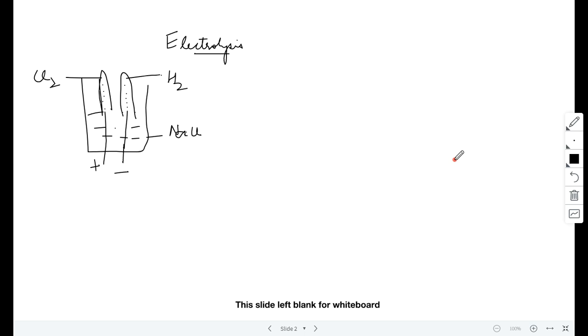Because they're H plus ions. Excellent. So they are positively charged ions, right? So they move to negative. Yes, excellent. So now can you tell me, how does a hydrogen ion change into a hydrogen atom? Can you tell me that?